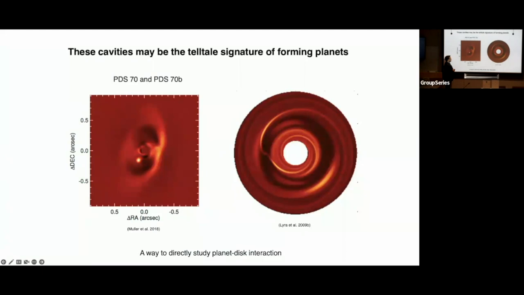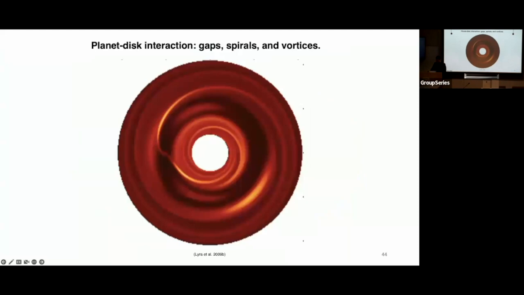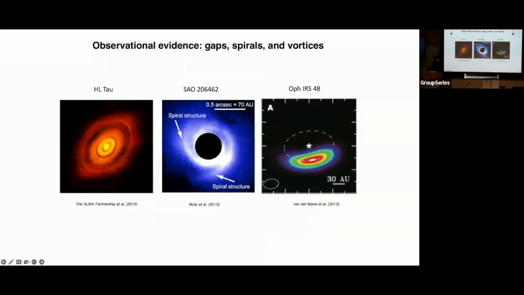So what do we see in a calculation with a planet? You see spirals, right? You see vortices here in the edges of the gap, right? And you see the gap. So this is one of the few instances where a planet has actually been seen inside the gap of a star. That's the disk around the star PDS 70, the planet here, PDS 70b. Found a new planet also, the PDS 70c, right? So planet-disk interaction leads to gaps, spirals, and vortices. And when you look at the structures that ALMA is seeing around disks, this is exactly what you see.